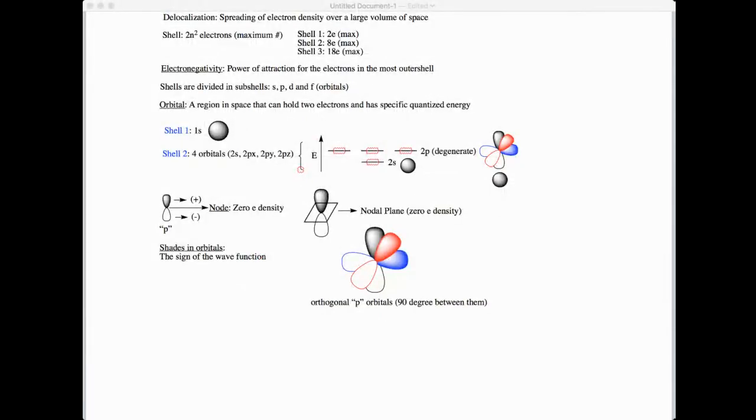Okay, so you can continue and you will do this for shell number three. Then you have 3s, one 3s orbital, three p orbitals, and five d orbitals. We will see more about that in Chem. But I'm gonna stop in shell number two for several reasons. The number one reason is because organic chemistry is the chemistry of the carbon.